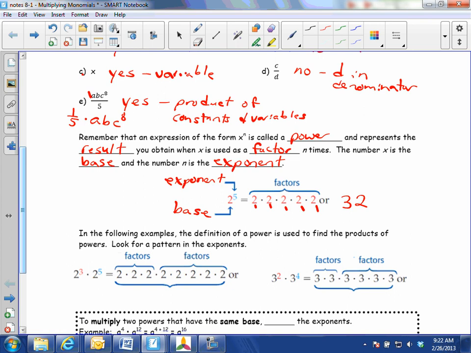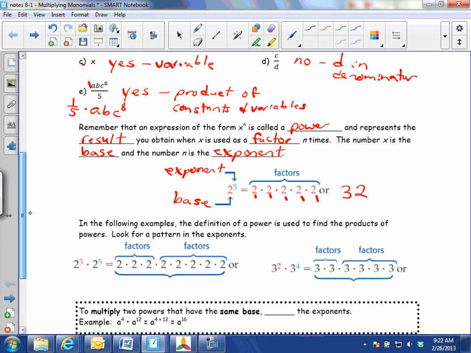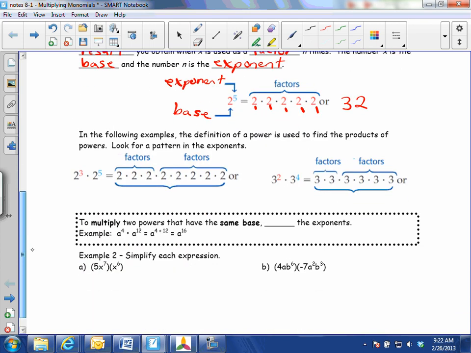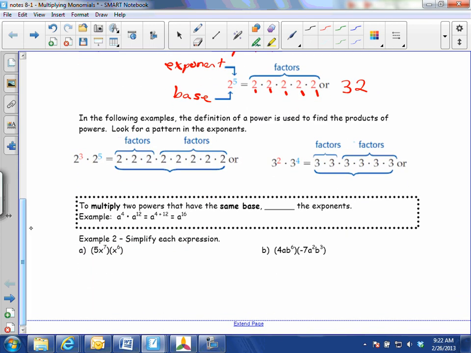Okay, so that's all we're doing. Right? Then it says in the following examples, the definition of a power is used to find the products of powers. So the product means we're multiplying. Notice that we are multiplying 2 powers. Notice they also have the same base, they're both 2's.